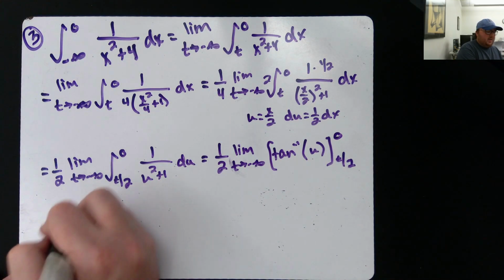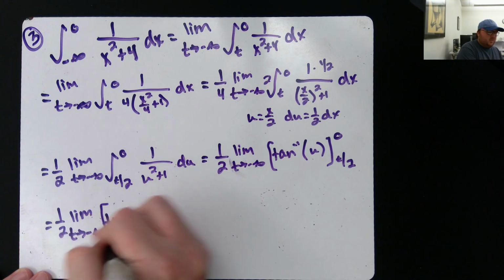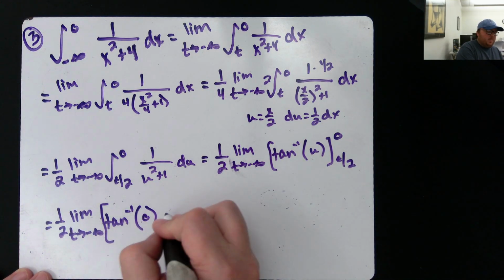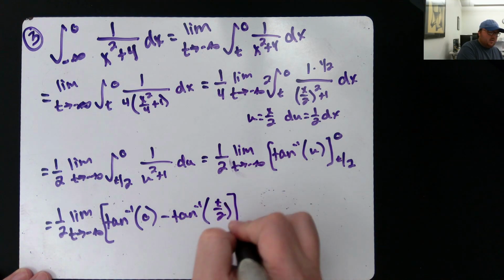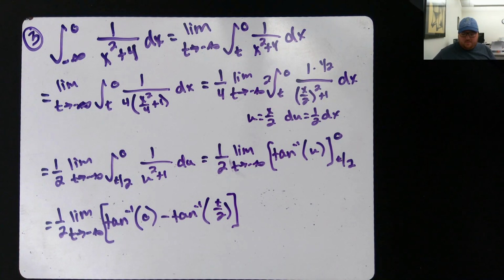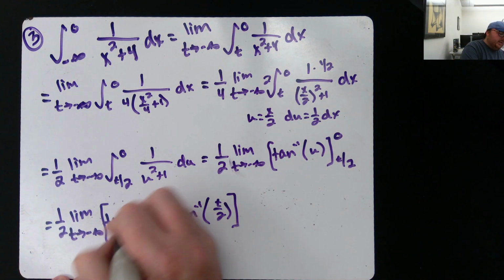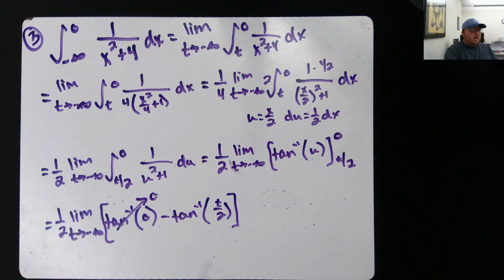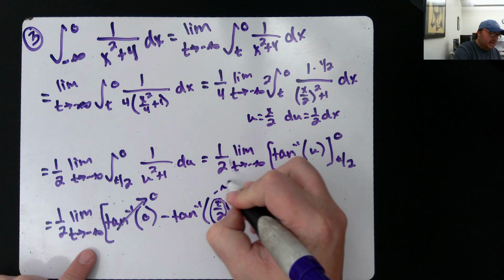So that's going to be 1/2. Plug in my top bound first. My top bound is 0 minus, plug in the bottom bound. And now from the unit circle, we note that the inverse tangent of 0 is 0. This has a t in it. So as t goes to negative infinity, t over 2 is also going to go to negative infinity.